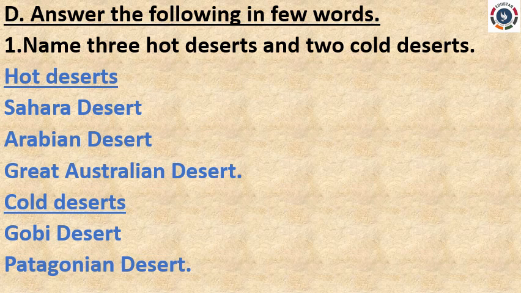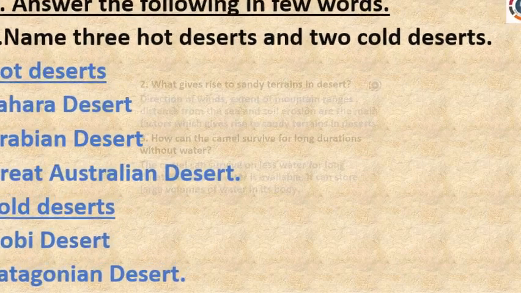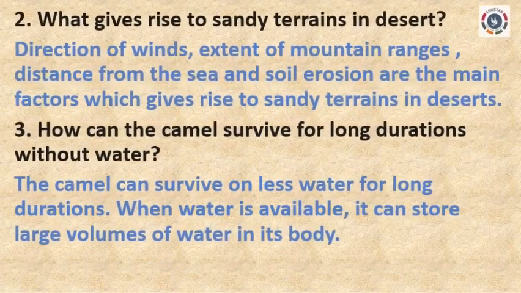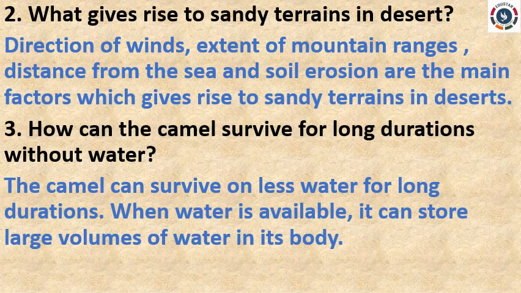Hot deserts, Sahara Desert, Arabian Desert, Great Australian Desert. Cold desert, Gobi Desert, Patagonian Desert. Second question, what gives rise to sandy terrains in desert? Direction of winds, extent of mountain ranges, distance from the sea and soil erosion are the main factors which give rise to sandy terrains in desert.